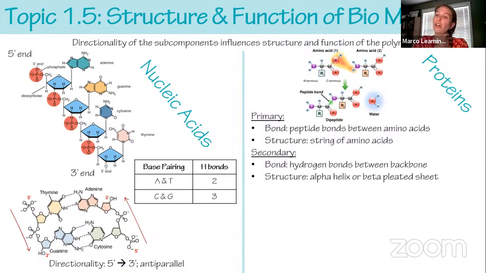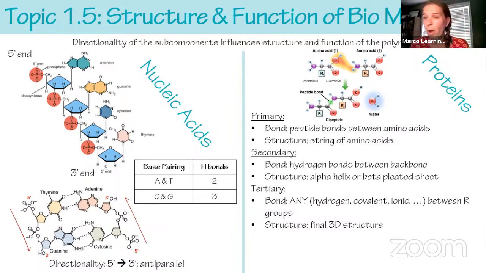Your secondary structure is your alpha helix or your beta pleated sheet. This has to do with the hydrogen bonding with the backbone. So the amine group of one amino acid and the carboxyl group of another way upstream, when it folds back, creates that hydrogen bond. And that's what creates the alpha helix or that beta pleated sheet.